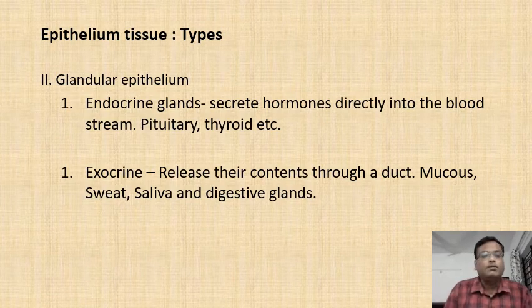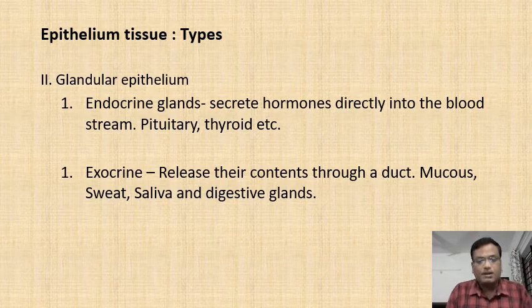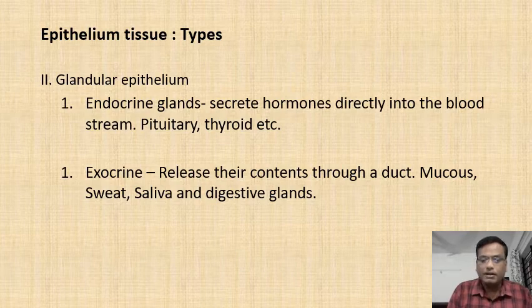Okay. Now, as far as glands are concerned, we find two kinds of glands in the body: the endocrine glands and exocrine glands. Now, what are endocrine glands? Endocrine glands are the ductless glands which mainly secrete hormones directly into the blood stream. Examples of the endocrine glands are the pituitary gland, thyroid gland, pancreas, adrenal gland, etc.